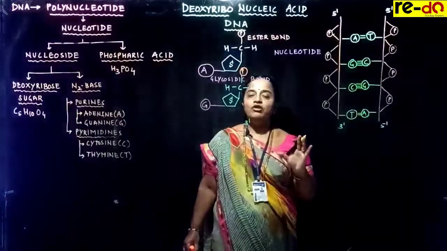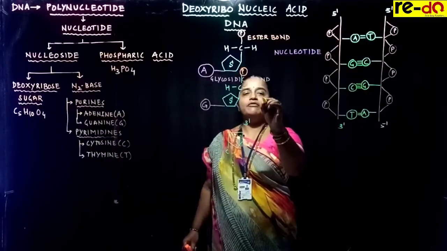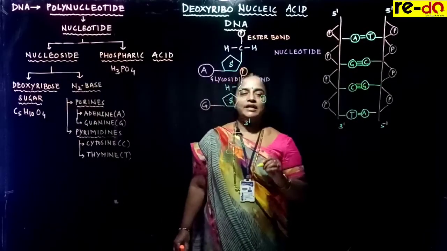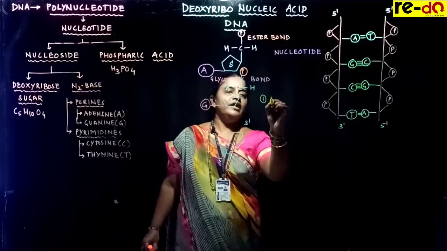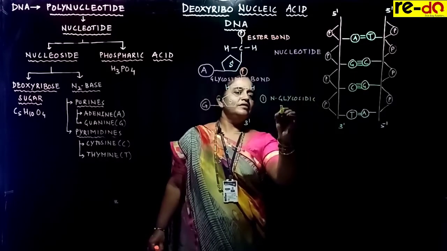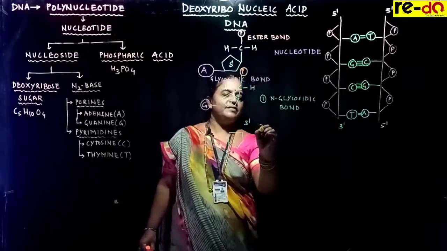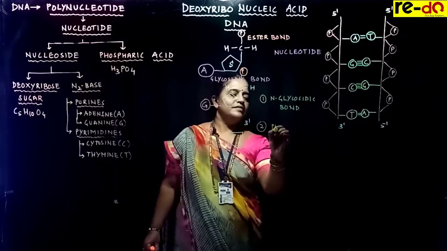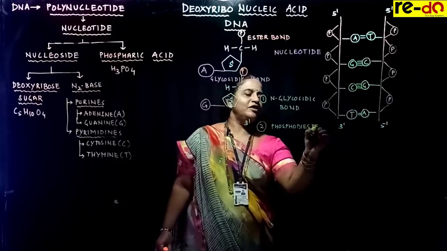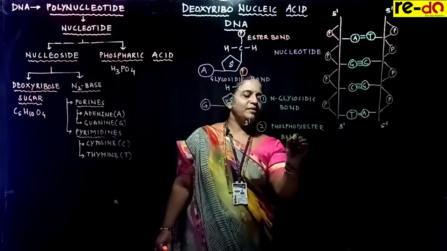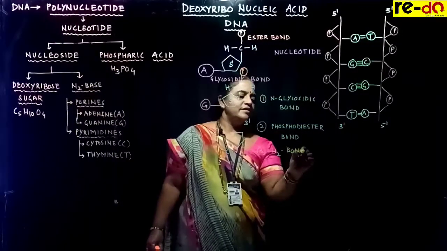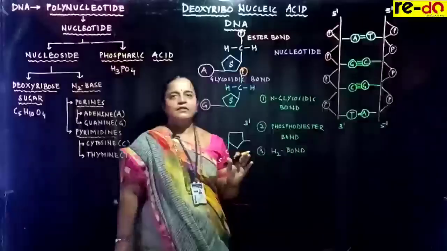Total 3 bonds I told. The question expected for 3 marks: name the chemical bondings found in DNA molecule. First, you have to say about N-glycosidic bond. Just recall where it develops. Second, phosphoester, or you can call phosphodiester bond. This will help in polymerization. And third, hydrogen bond. This will help in formation of base pairs.